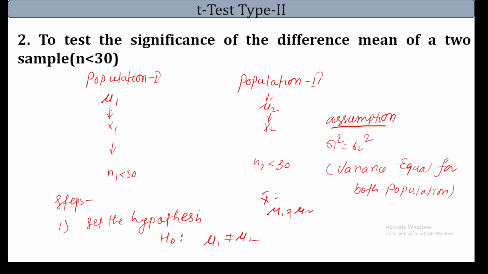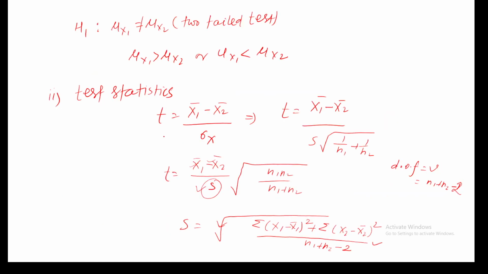One assumption will be there for both populations: sigma 1 is equal to sigma 2, meaning the standard deviation will be the same, so the variance will be the same. So first we decide the hypothesis, that mu1 is equal to mu2. Sorry for that. And then the alternate hypothesis will be not equal to, which is a two-tailed test. If it is greater than or less than, it will be a single-tailed test.